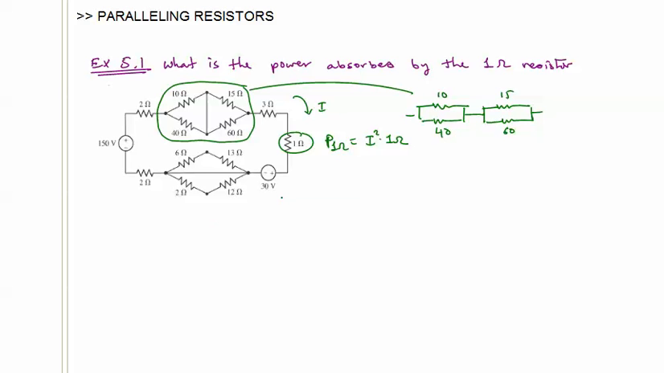The simple way to solve this is we can reduce all of this to a single voltage source and a single resistor. The voltage source is going to be 150 volts minus 30 volts. If you look at the polarity, the plus sign here opposes the 150, and so we have a net 120 volts.